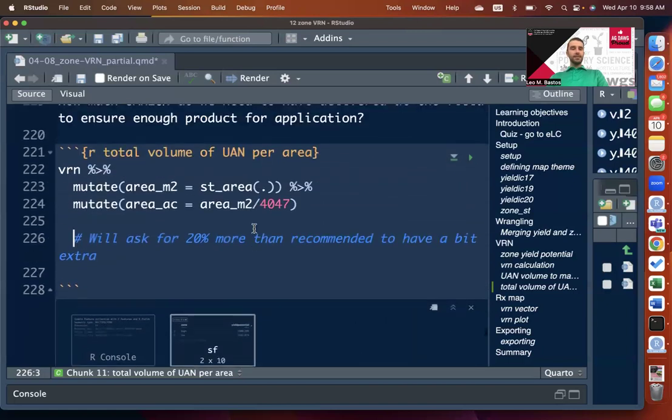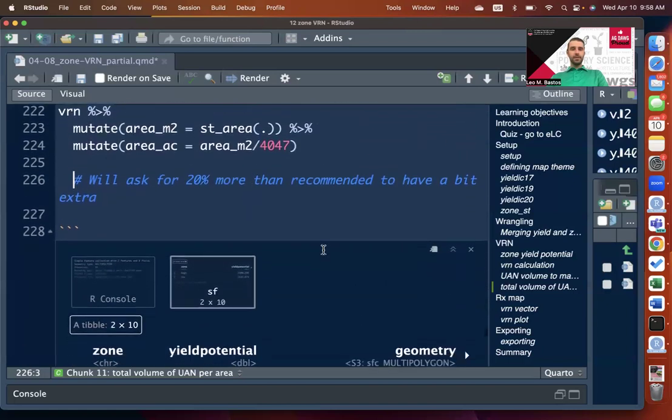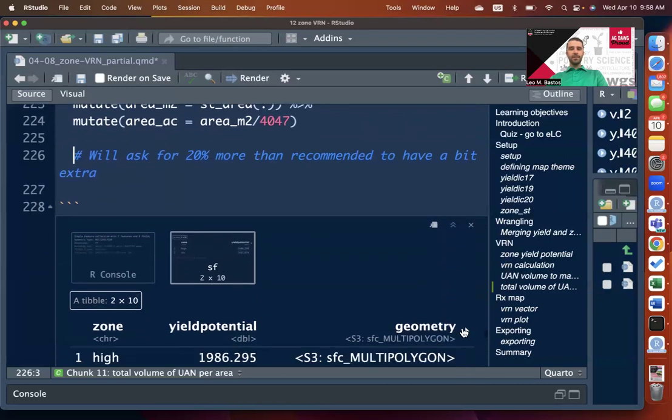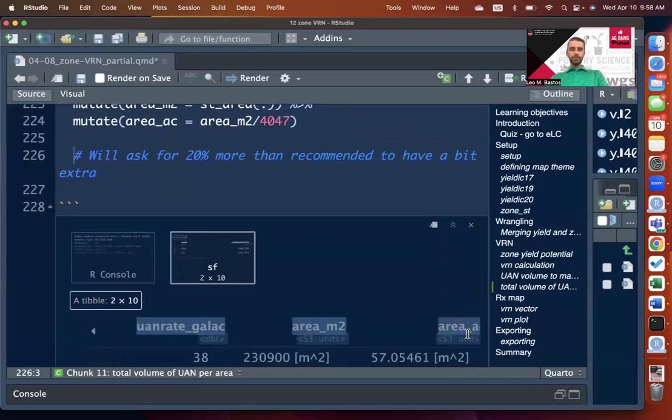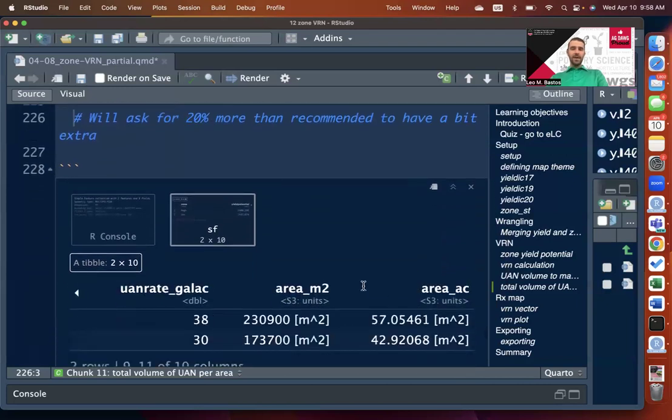If we run that, and then you just inspect your object here. Now we have our area in acres. We see here that the area in acres for the high yield zone on my side is about 57 acres and about 43 acres for the low yield zone. So now we have a column that has the acreage here.